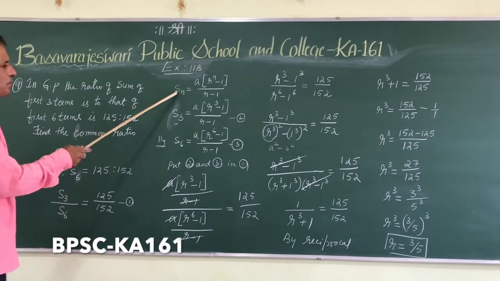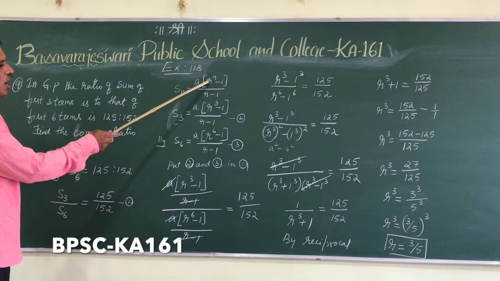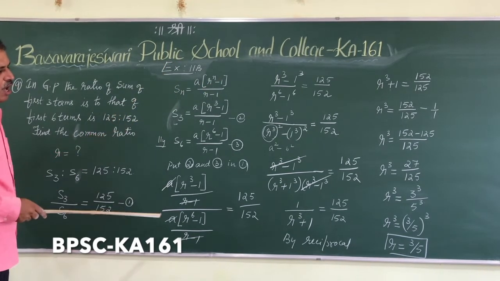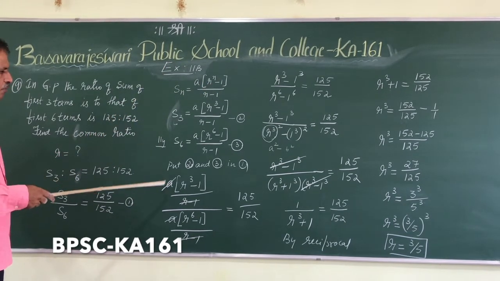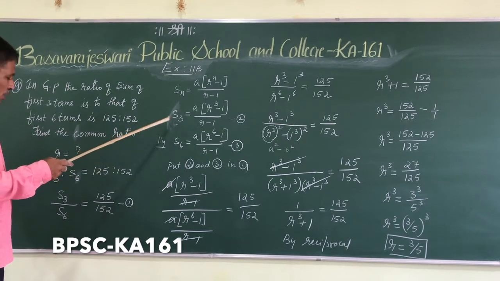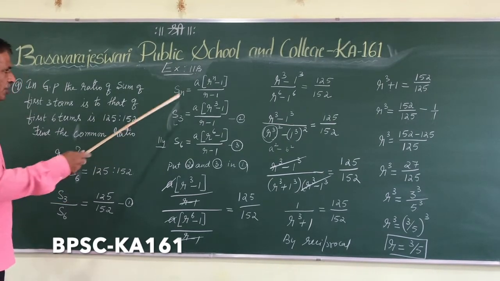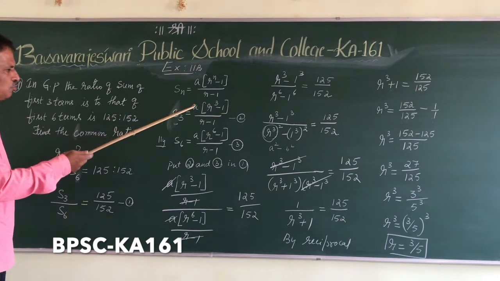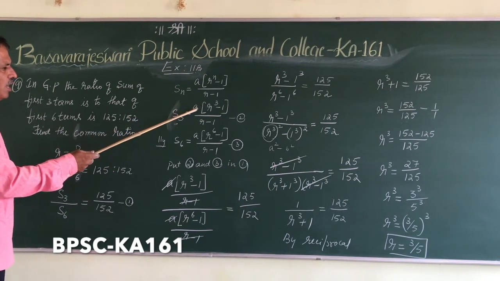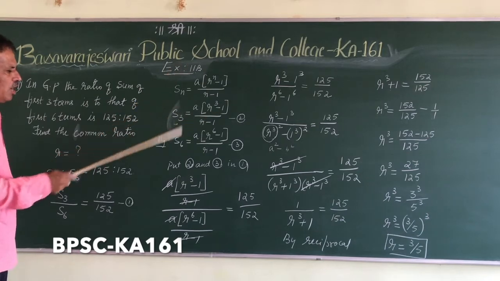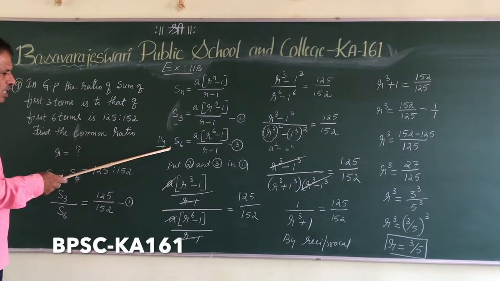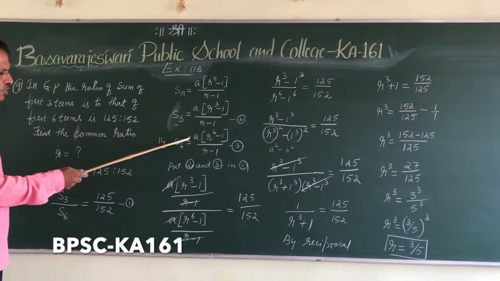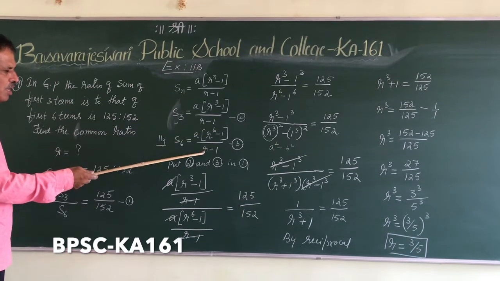I have taken this formula, Sn is equal to a into r to the power of n minus 1 divided by r minus 1. You can take any formula. Right, S3 first I have found out. S3 means n value will be 3, whereas a and r values I have to keep as they are. So I will get a into r to the power of 3 minus 1 divided by r minus 1. Similarly for S6, I have to substitute only the n value. So a into r to the power of 6 minus 1 divided by r minus 1.